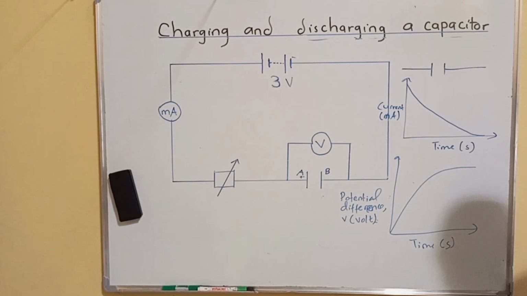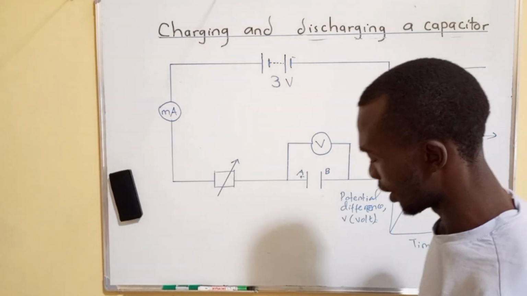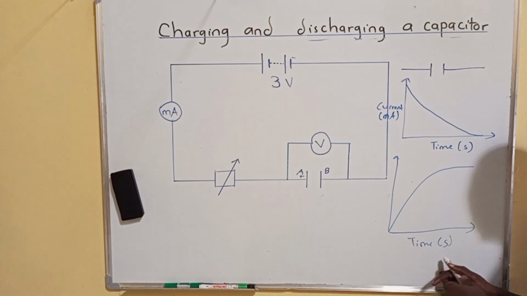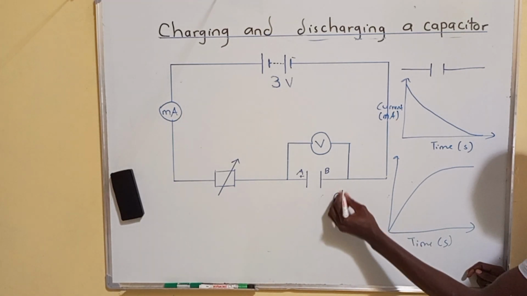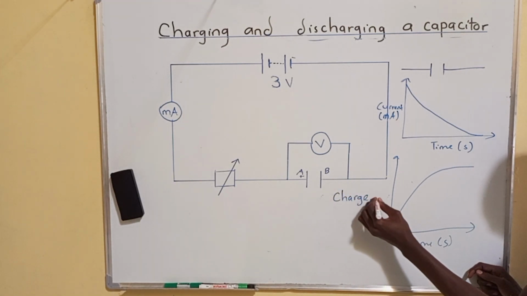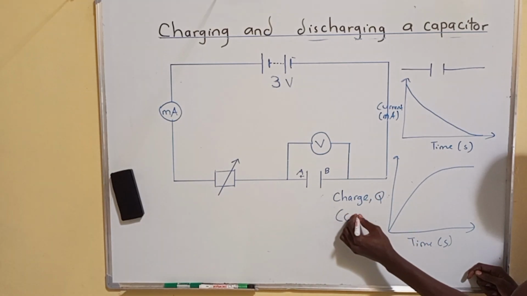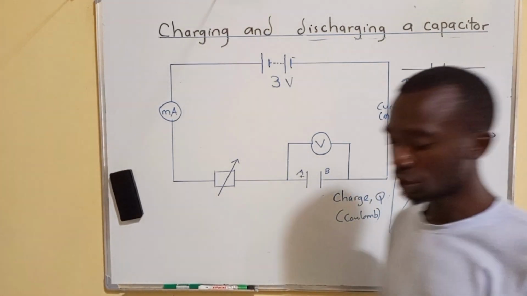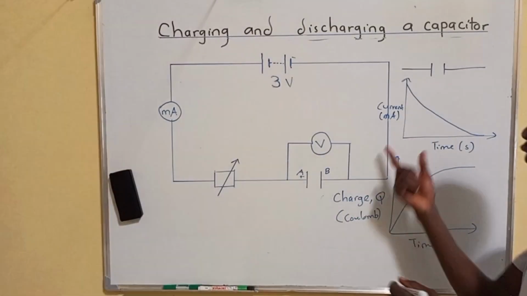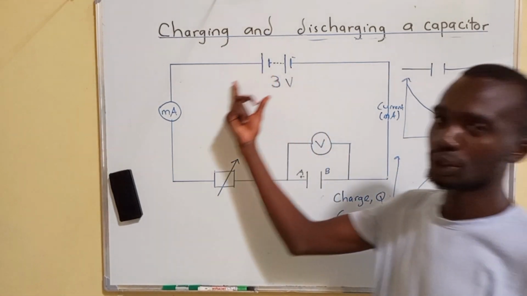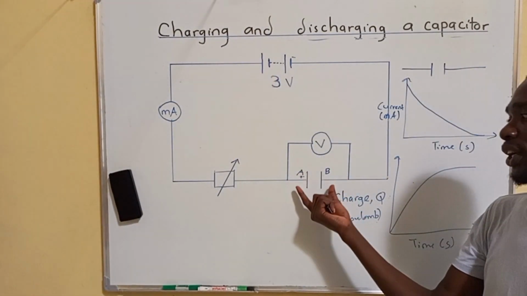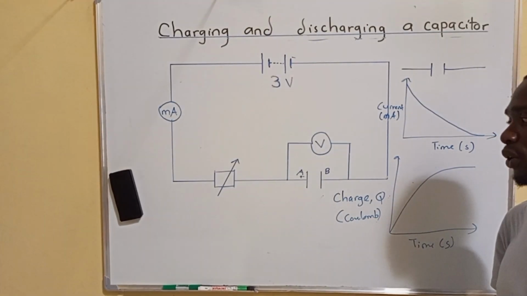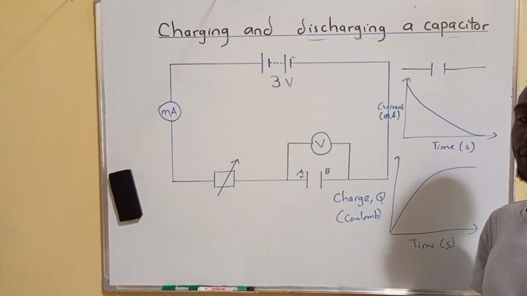So the graph of potential difference against time is just the same as the graph of the charge on the capacitor, because the charge is increasing from 0 to maximum. The charge Q in coulombs against time is also increasing. It is only the current which is decreasing, because the current is coming from the source. The voltmeter is connected across the capacitor, so its reading should be increasing because the capacitor is being charged, and also the charge on the capacitor is increasing.